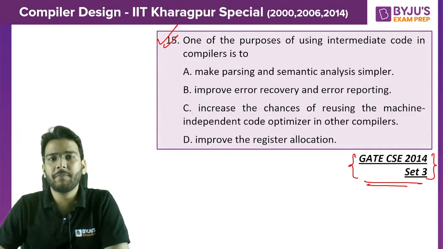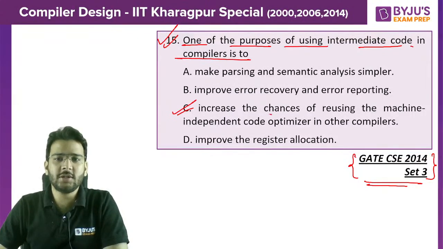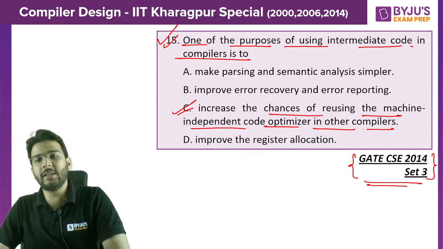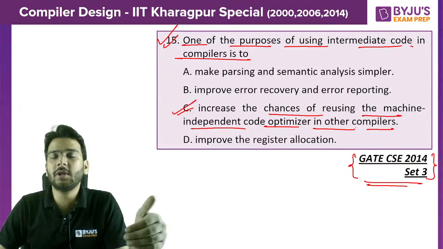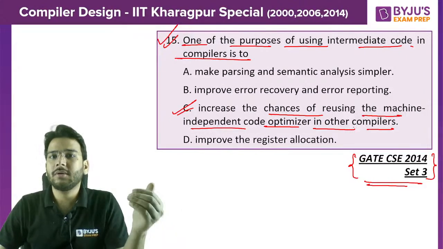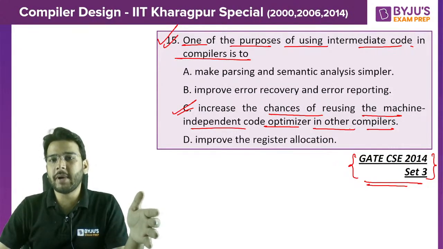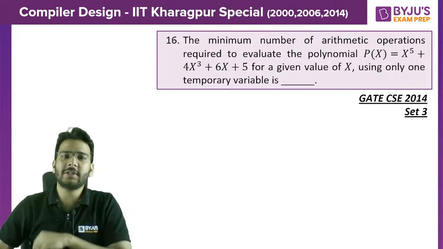Let's see this now. One of the purposes of using intermediate code in a compiler is to increase the chances of reusing the machine independent code optimizer in other compilers. That means to enhance the portability of the compiler. Yes or no? That is one of the purposes of the intermediate code phase in the compiler. Option C is the correct answer here. Clear?